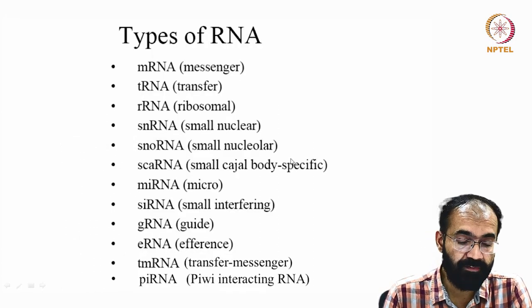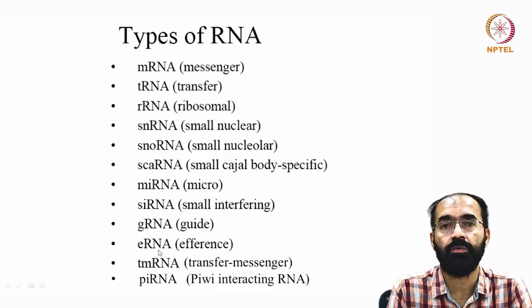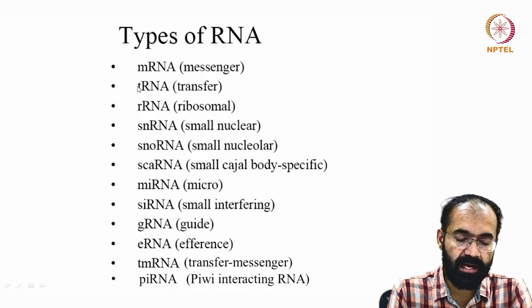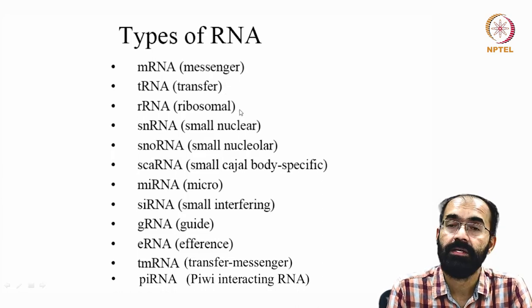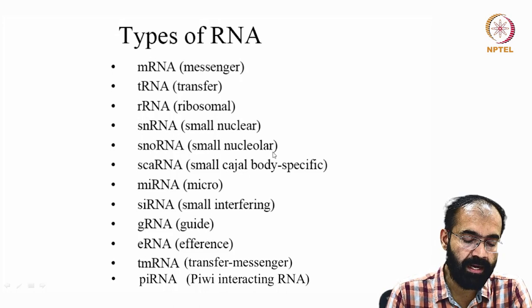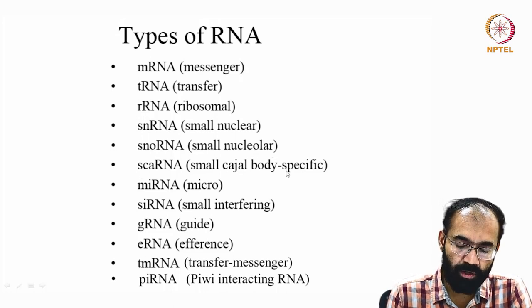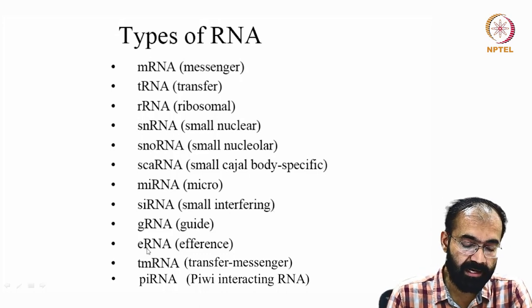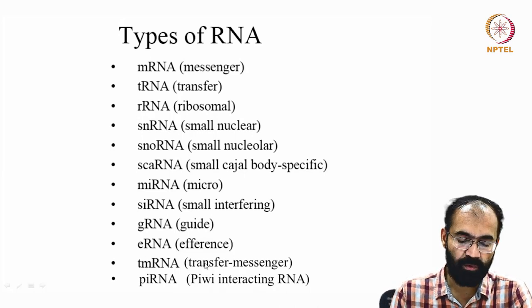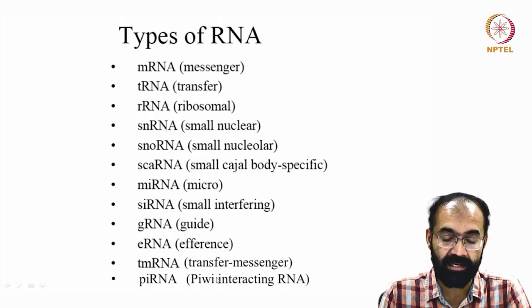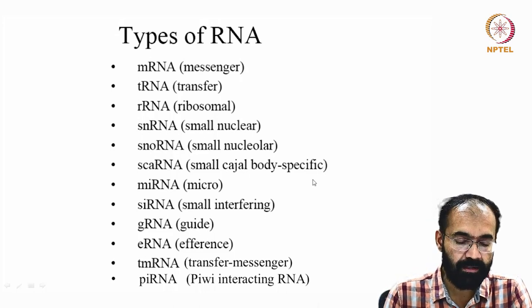Let us quickly look into different types of RNAs. This list may sound a little long, but we will quickly go through their names. mRNA stands for messenger RNA, tRNA for transfer RNA, rRNA for ribosomal RNA, snRNA for small nuclear RNA, snoRNA for small nucleolar RNA, scRNA for small Cajal body specific RNA, miRNA for microRNA, siRNA for small interfering RNA, gRNA for guide RNA, eRNA for efference RNA, tmRNA for transfer messenger RNA, which is a hybrid RNA, and piRNA for PIWI interacting RNA. We'll see about those also in detail. The list continues, and a few more are there, but the important ones are listed here.